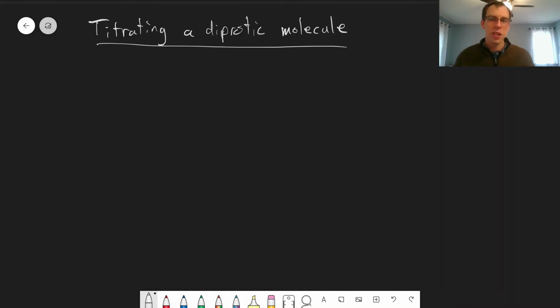The last type of titration curve we're going to look at calculating is that of a diprotic molecule. We could extend this to polyprotic in general, but the general idea will be present with a diprotic system. You'll get experience with this in the class, depending on when the lab falls this year. So what we're going to look at is that with the diprotic molecule, we will have two equivalence points.